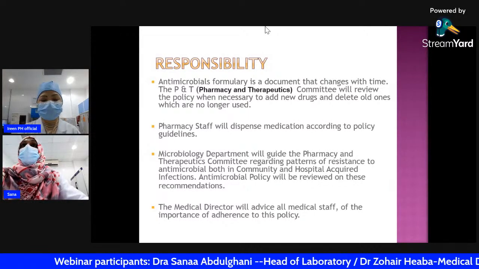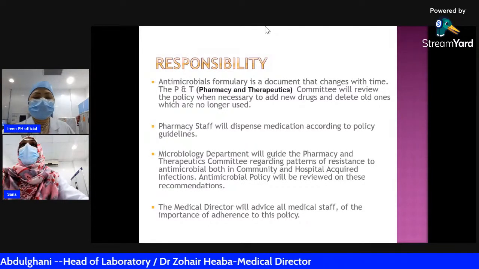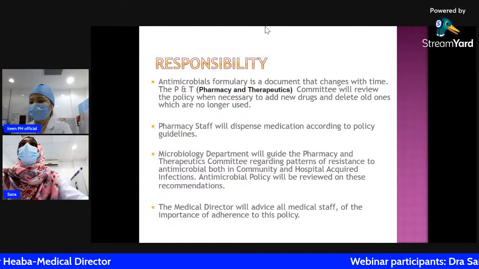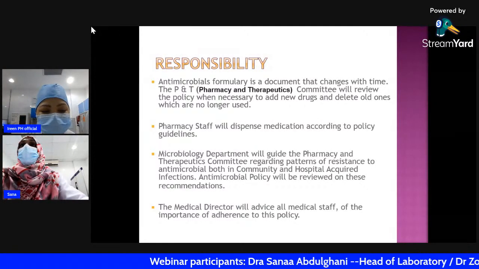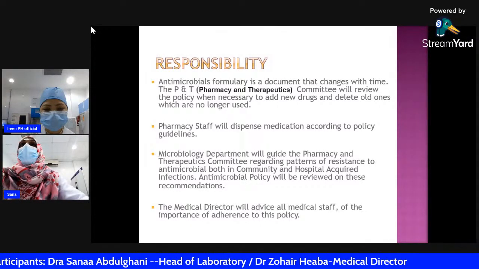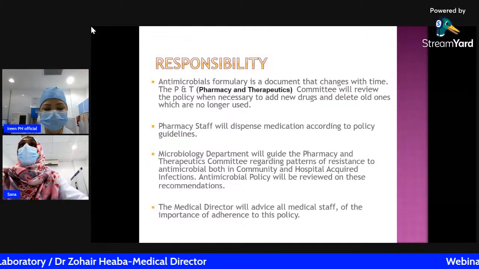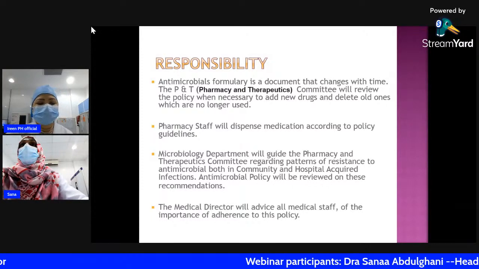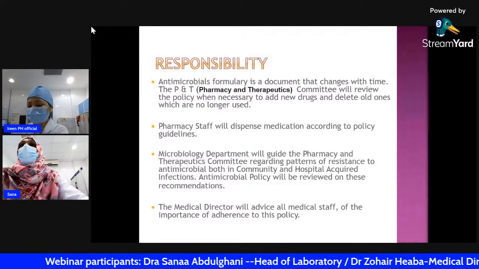Responsibility number one: the pharmacy and therapeutic committee will review the policy when necessary to add new drugs and delete old ones which are no longer used. Pharmacy staff will dispense medication according to policy guidelines. The microbiology department will guide the pharmacy and therapeutic committee regarding resistance to antimicrobials that cause infection.